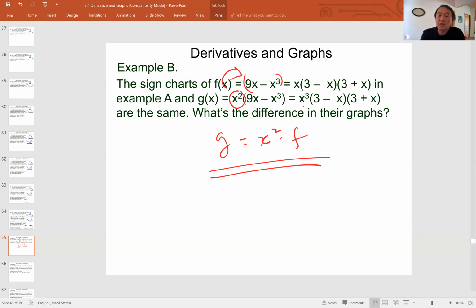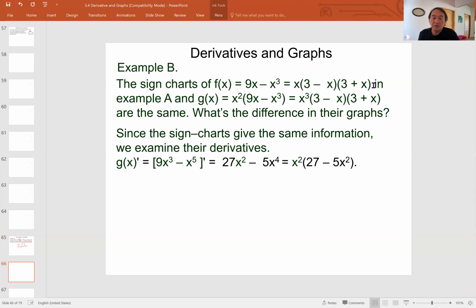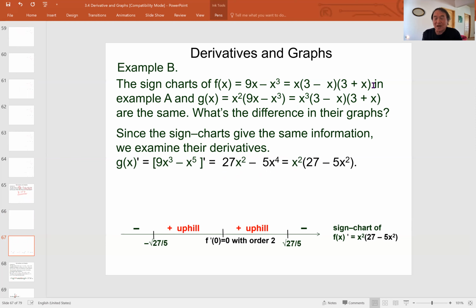If I look strictly at the sign chart of this formula and that formula, the sign charts look exactly the same, so in some sense they have the basic shapes. What differentiates them, of course, will be the derivatives. So let's take the derivative of g, multiplying by x squared, set it to 0, and draw the sign chart of the derivative. The roots are root 27.5 and negative root 27.